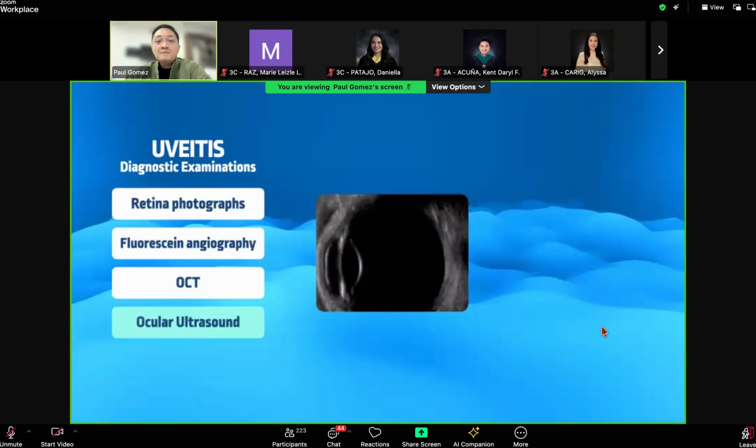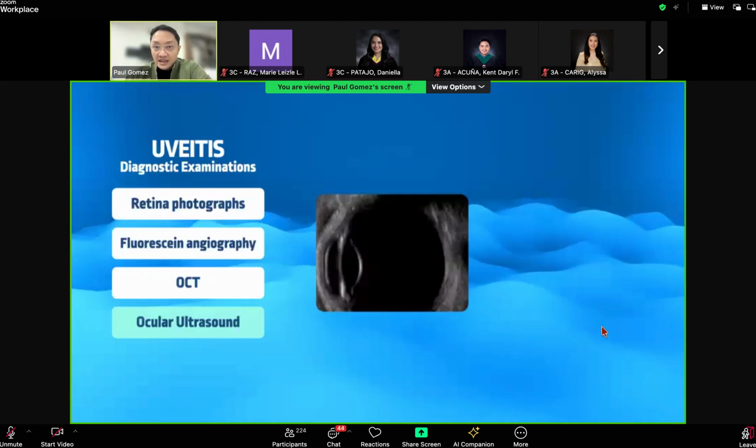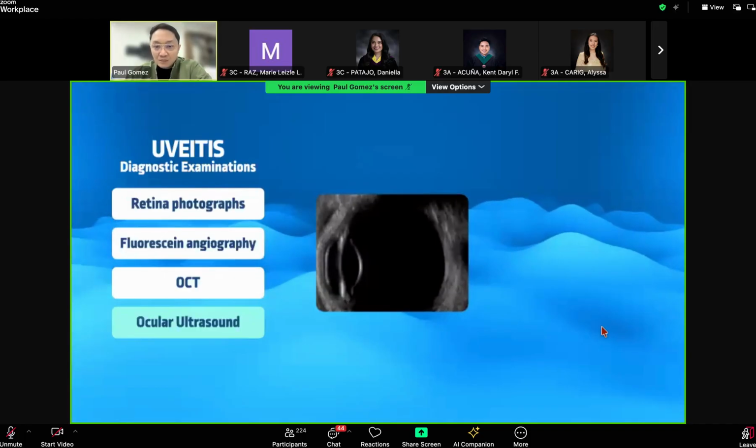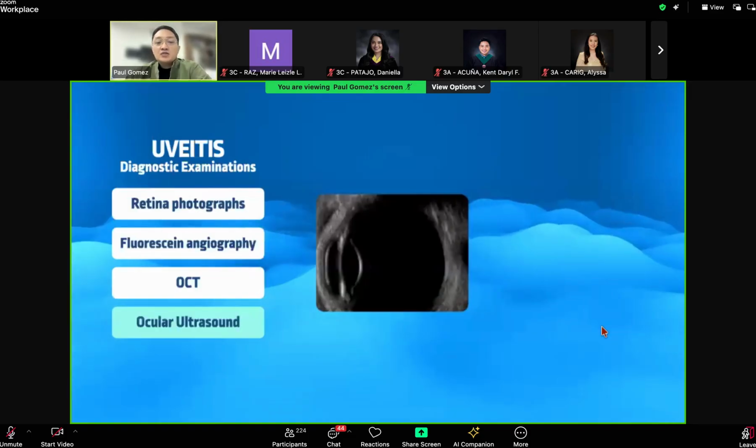In a normal eye, an ocular ultrasound will show something like this. You can see the cornea, the anterior chamber, the lens, and its corresponding anterior and posterior capsules. The vitreous cavity is clear without any opacities, and you can appreciate the retina attached to the sclera. And you can also see at the very far posterior segment the shadow of the optic disc.